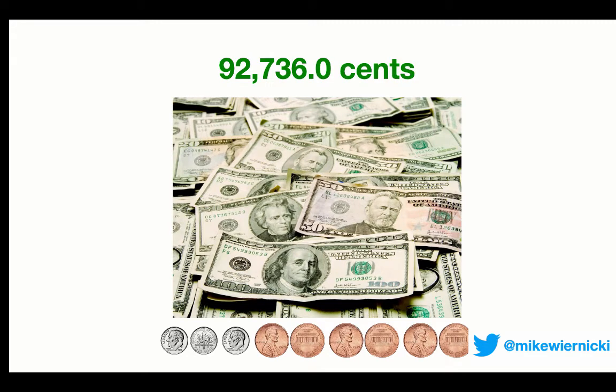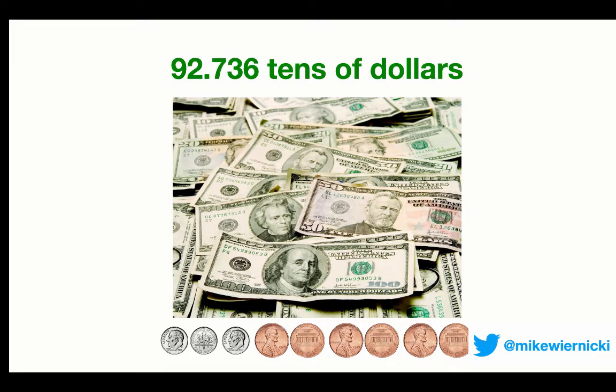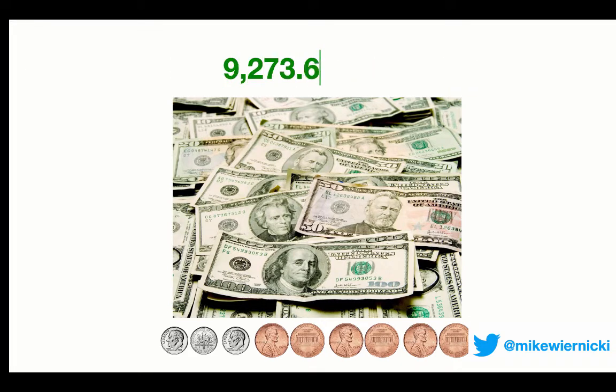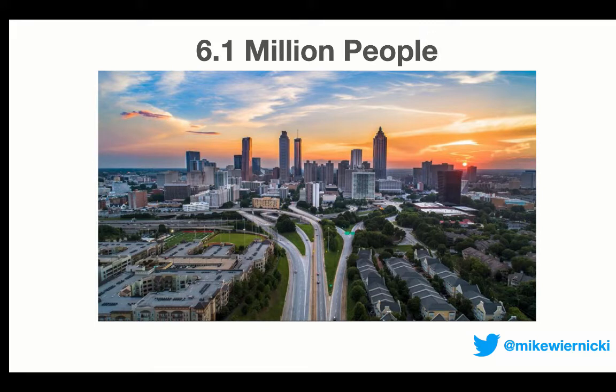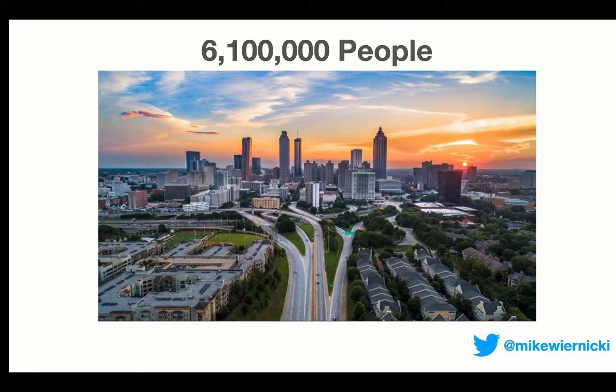If pennies were the unit, the same amount of money would be written 92,736 cents, or 92,736 and 0 tenths cents. It could also be written as 92 and 736 thousandths tens of dollars, or 9,273 and 6 tenths dimes. In another example, sometimes we hear on the news about a city's population increasing to 6 and 1/10 million people. Here, the unit is millions of people, and it's the same as 6,100,000 people.